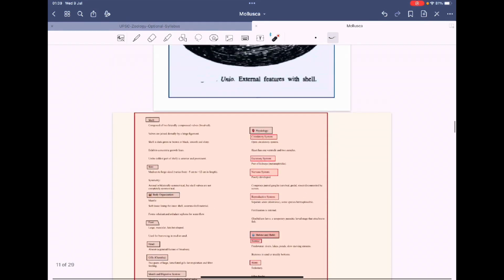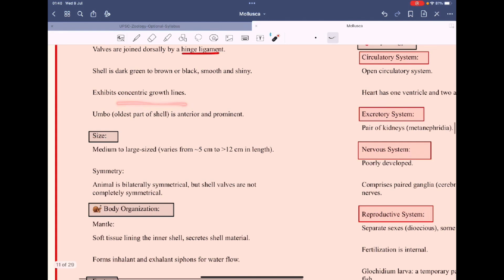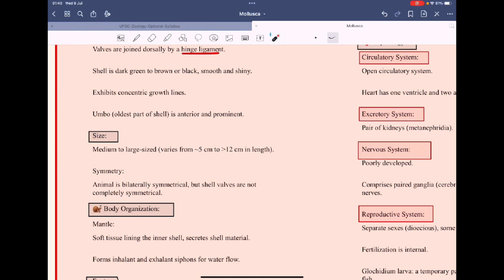The shell is composed of two laterally compressed valves. That's why it's also called a bivalved shell. These valves are joined dorsally by the hinge ligament. The shell is dark green, brown or black, and it can be smooth or shiny. It exhibits concentric growth lines, like these that we saw. The umbo is the oldest part of the shell, and it's anterior and prominent.